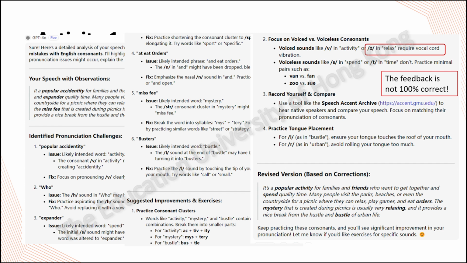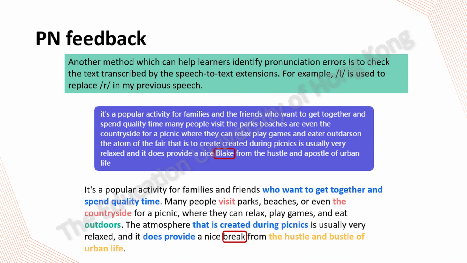or not. There is also another method for users to identify pronunciation errors. You can check the text transcribed by the speech-to-text tool inserted on Po. If the transcription is different from the text you are reading, you will know that you have some pronunciation errors on these words. I will show you how to make the comparison.